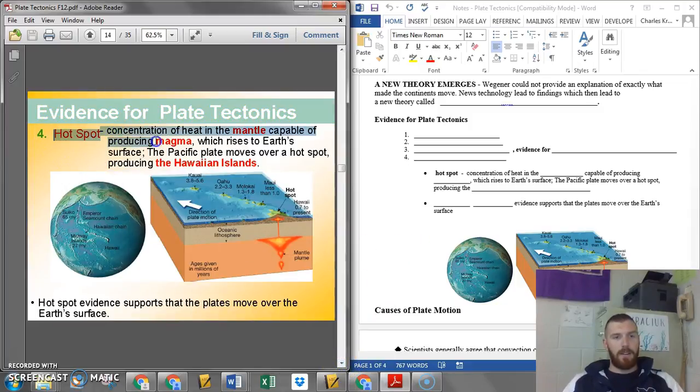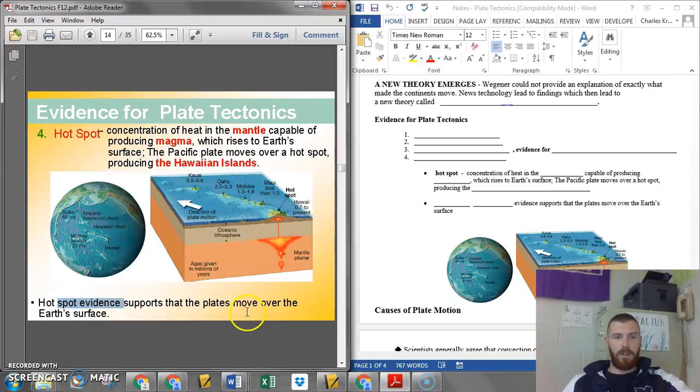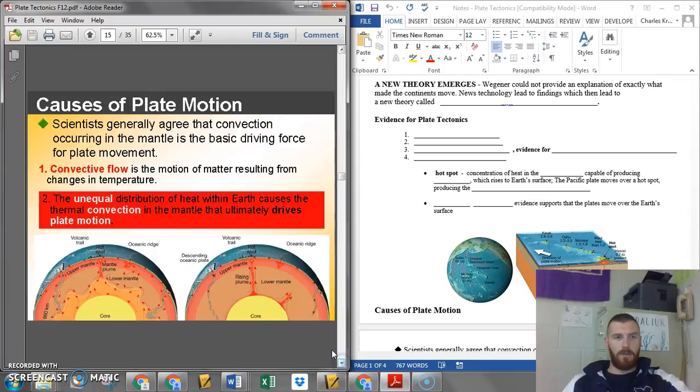And hotspots, the concentration of heat in the mantle capable of producing magma, which rises to the Earth's surface. The Pacific plate moving over a hotspot produced the Hawaiian island chain. So this hotspot, and as the plate moves over it, new land masses form. And hotspot evidence supports that the plates move over Earth's surface.